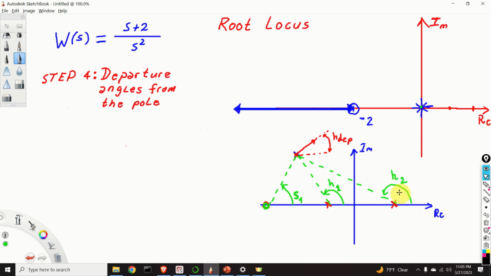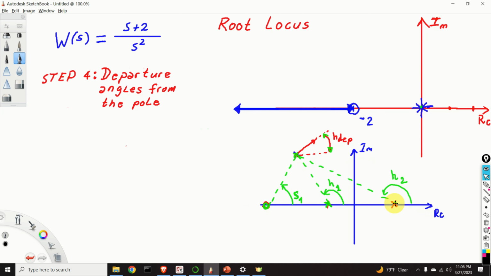To summarize, we need to construct several angles. This is our departure angle that we need to determine. Then we have angles from our original pole to our 0, and we're looking at the angle with respect to the real axis, so this is S1. Then we have angles from poles to poles with respect to the real axis, and they're denoted by H.